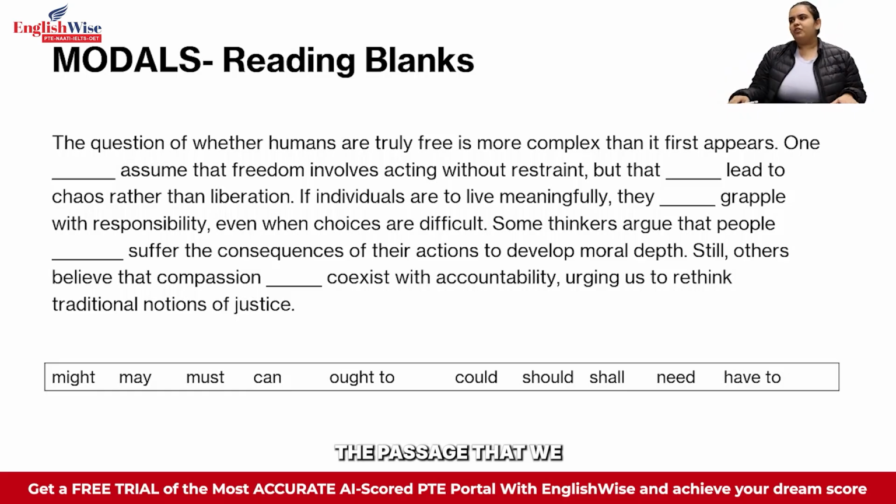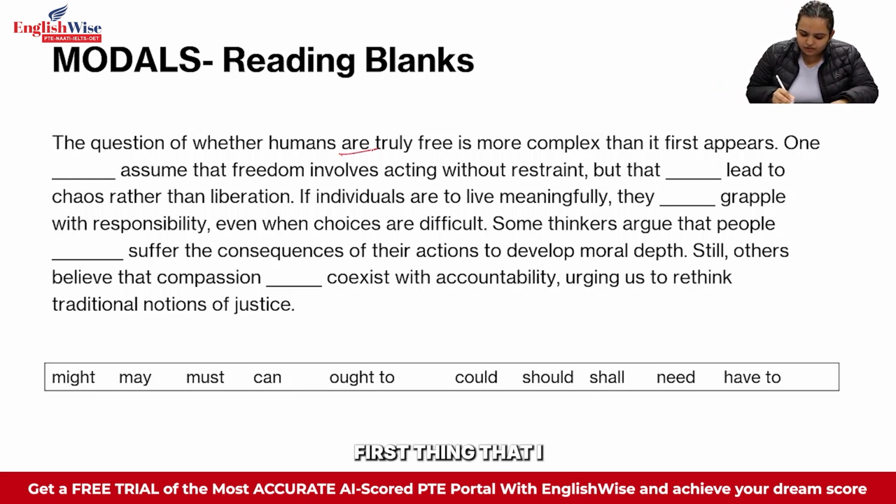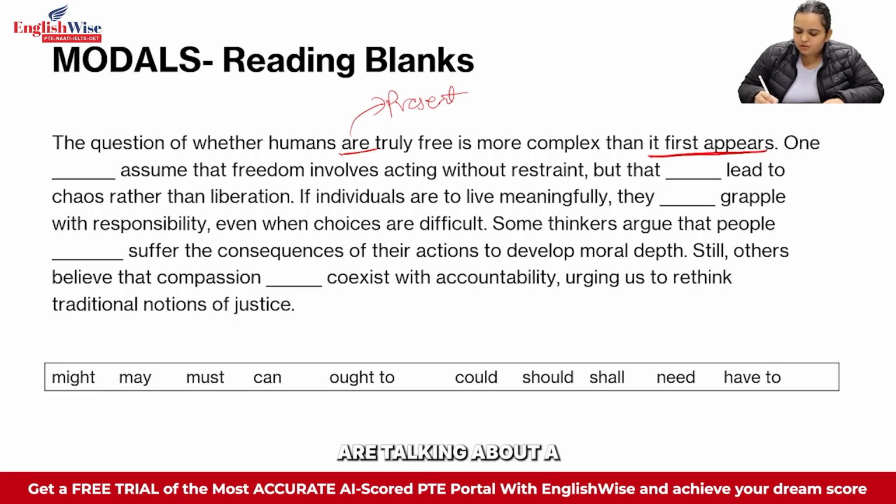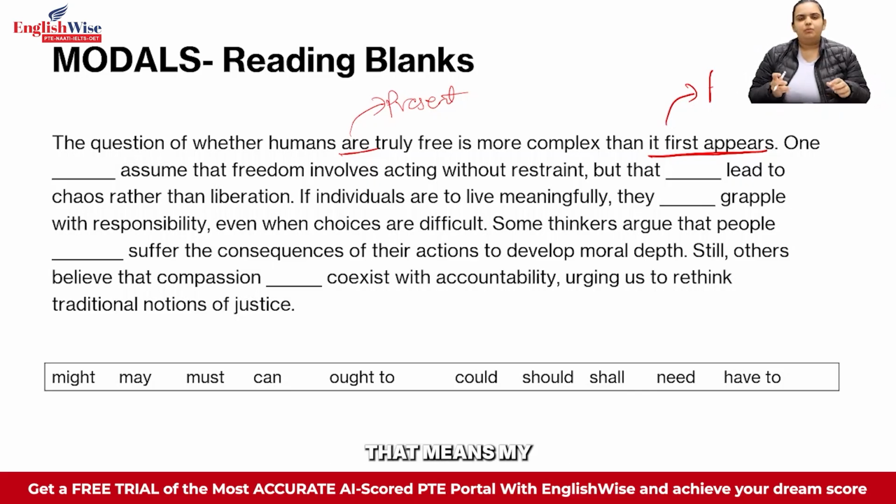So let us read the passage that we have over here. The question of whether humans are truly free is more complex than it first appears. One dash assume that freedom involves acting without restraint, but that dash leads to chaos rather than liberation. Now over here, the first thing that I noticed is this word, which just gives me an example that the sentence is in the present tense, but that this word first appears. That means now we are talking about a time chronology and we move towards the past tense. That means my answers so far look like in the past tense.